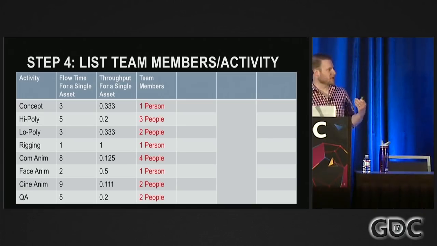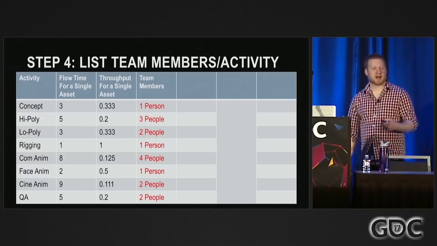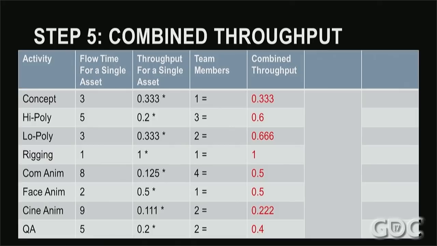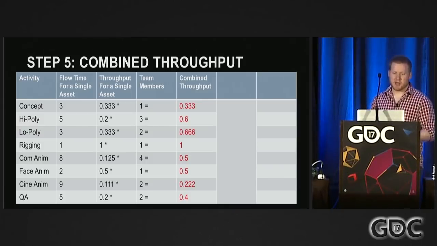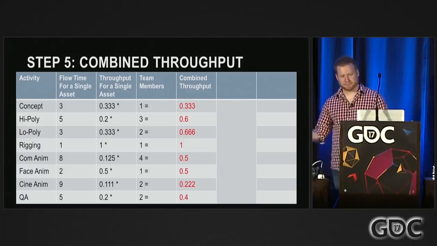Fourth column, you list how many people are actually working on the activity. So we got one concept artist, 3 high poly modelers, 4 combat animators, etc. Fifth column, you multiply throughput times number of people. That gives you your combined throughput across each team. So across all our high poly modelers, they can do about 2/3 of a character per day. All our facial animators can do 1/2 a character per day, that sort of thing.